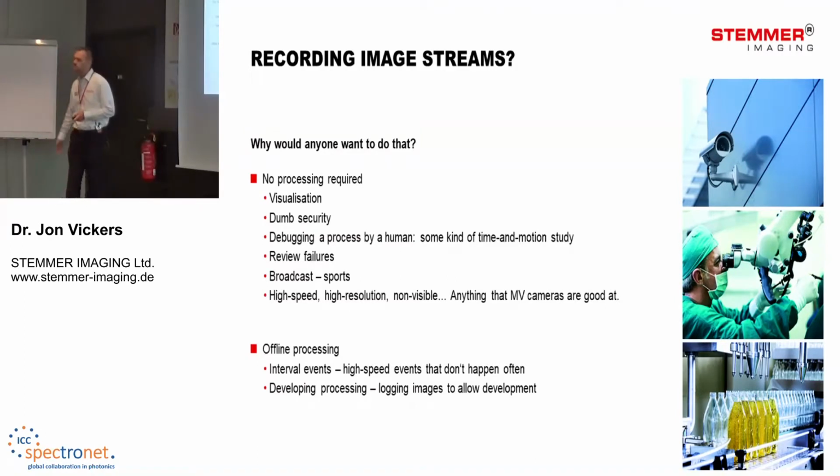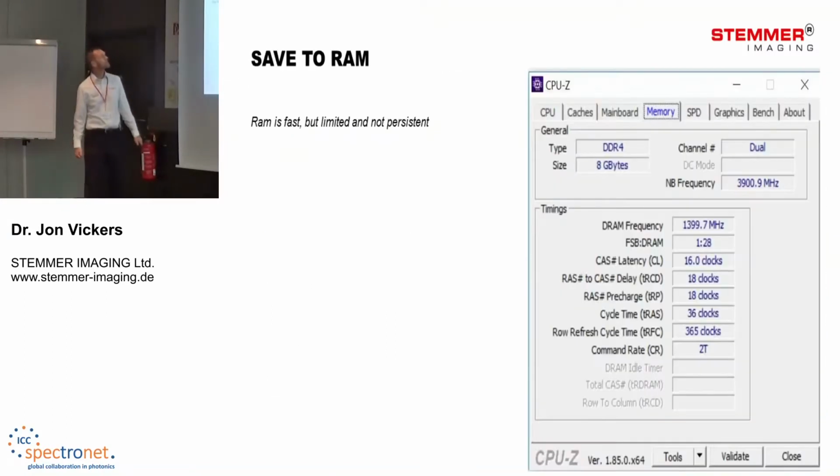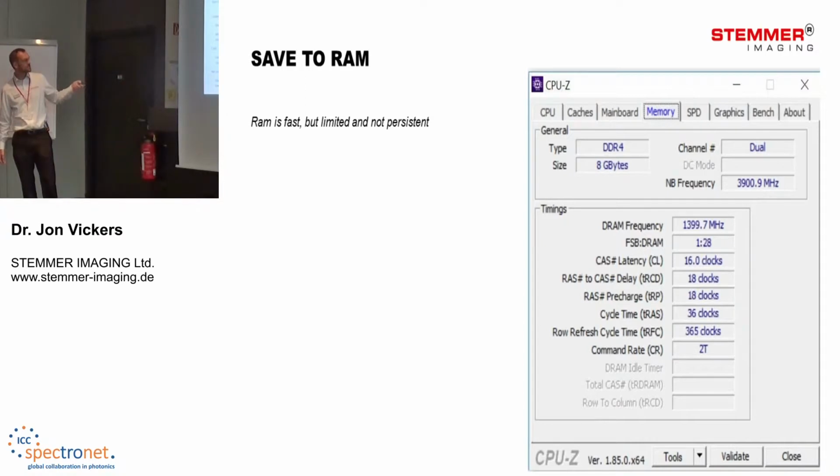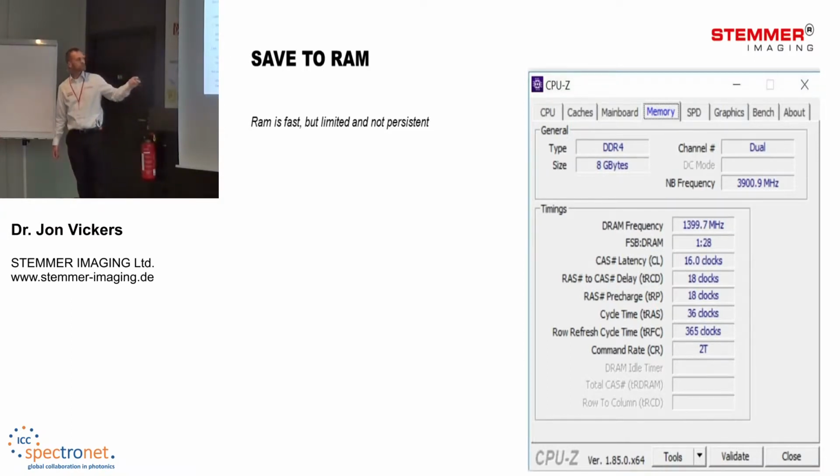So what do you have to do? Well, you either save to RAM or you save to disk. It's quite straightforward. But what are the implications? RAM is fast. We know RAM's fast, but it's also limited and not persistent. It goes away. So I picked something fairly normal. So I picked 8 gigabytes. This is DDR4, so DDR means double data rate. So for every cycle of 1400 megahertz, we get 2 operations.